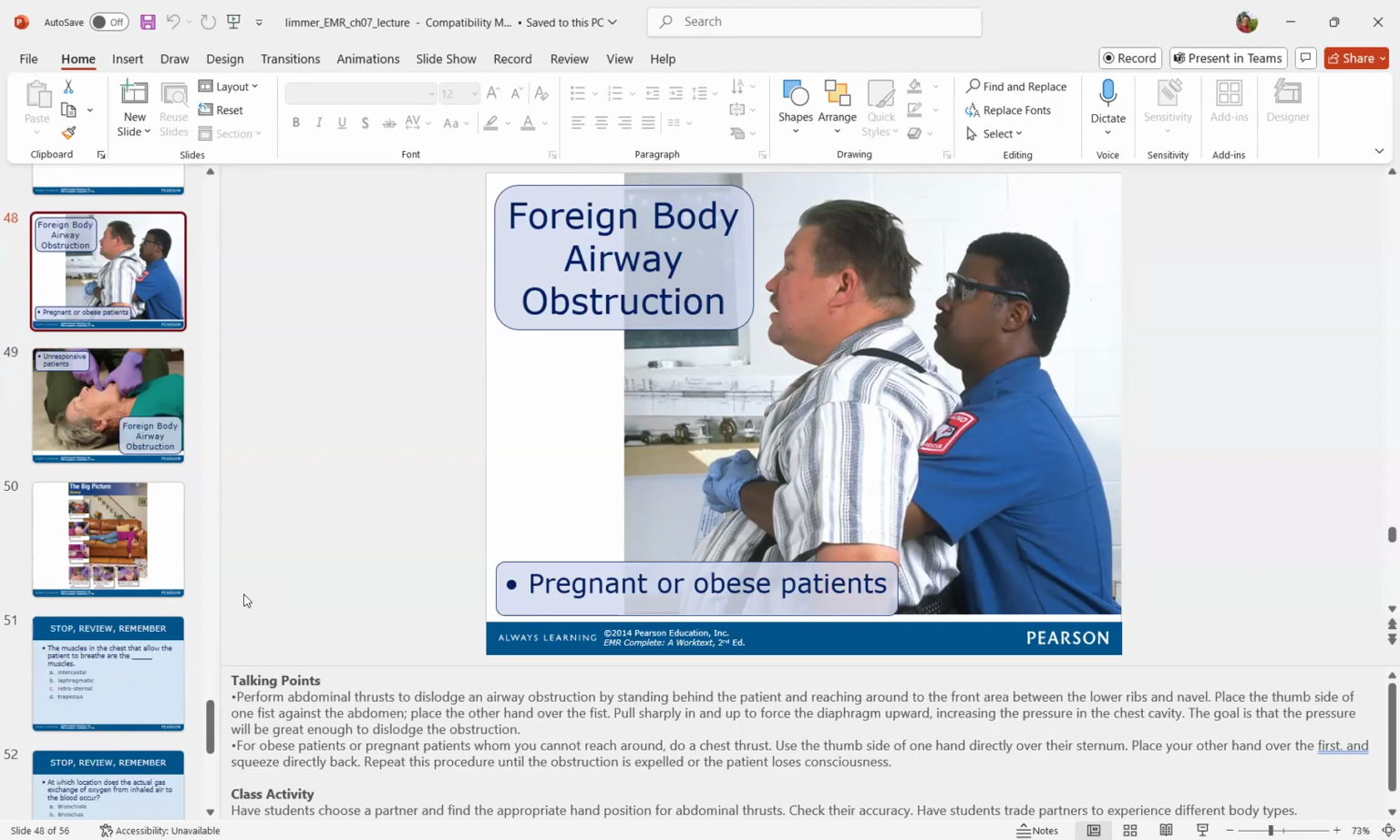For obese patients or pregnant patients, like on the screen here, we're going to reach around them and do a chest thrust. We're going to use the thumb side of the hand directly over their sternum. We're going to place the other hand on the first and squeeze directly back towards us to get that object out.